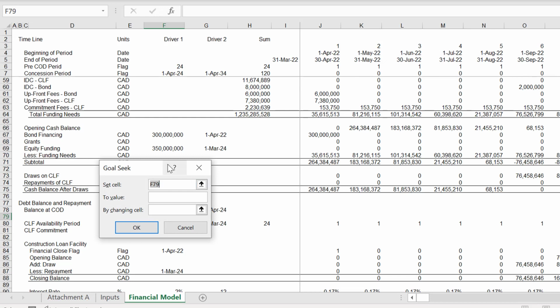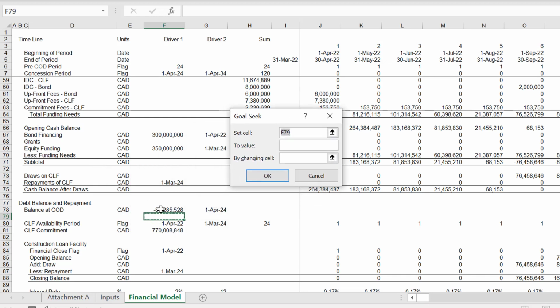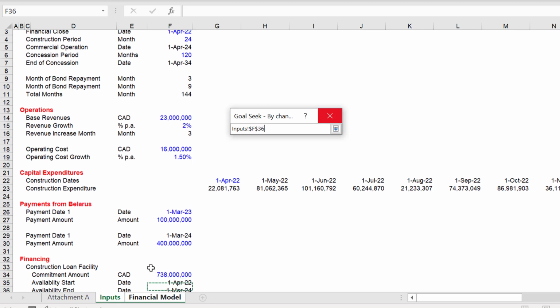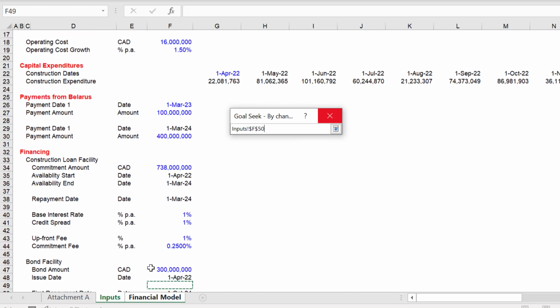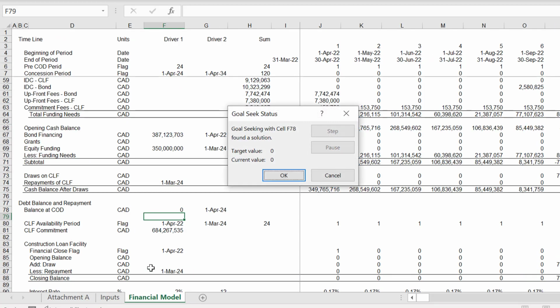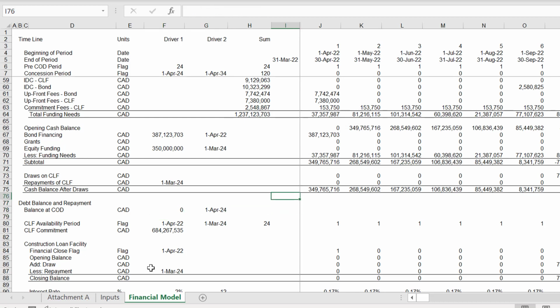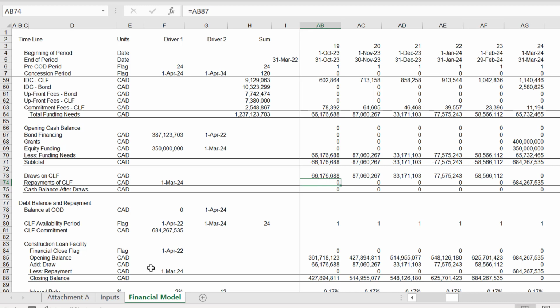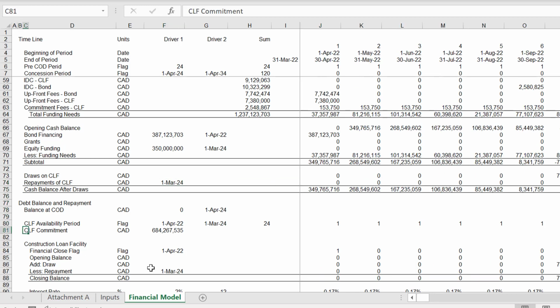If we make a goal seek and set this balance at COD to be equal to 0 by changing the inputs, where's the input on the bond? I think the bond financing. Okay, that works. And so now we have everything correct.